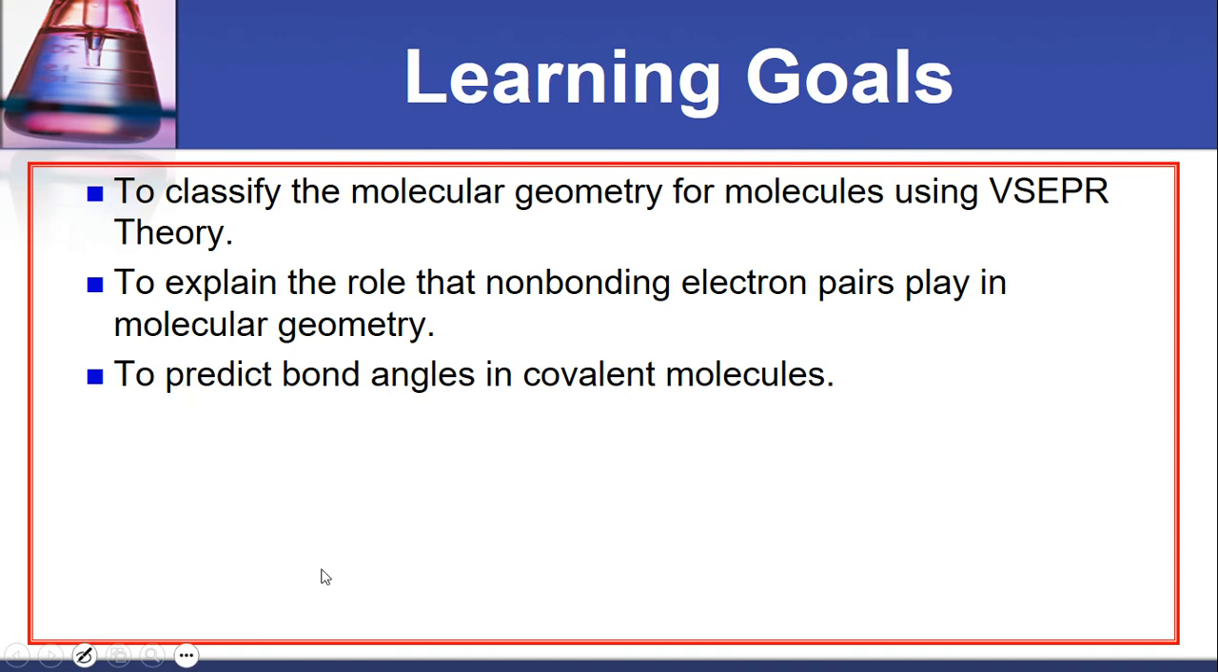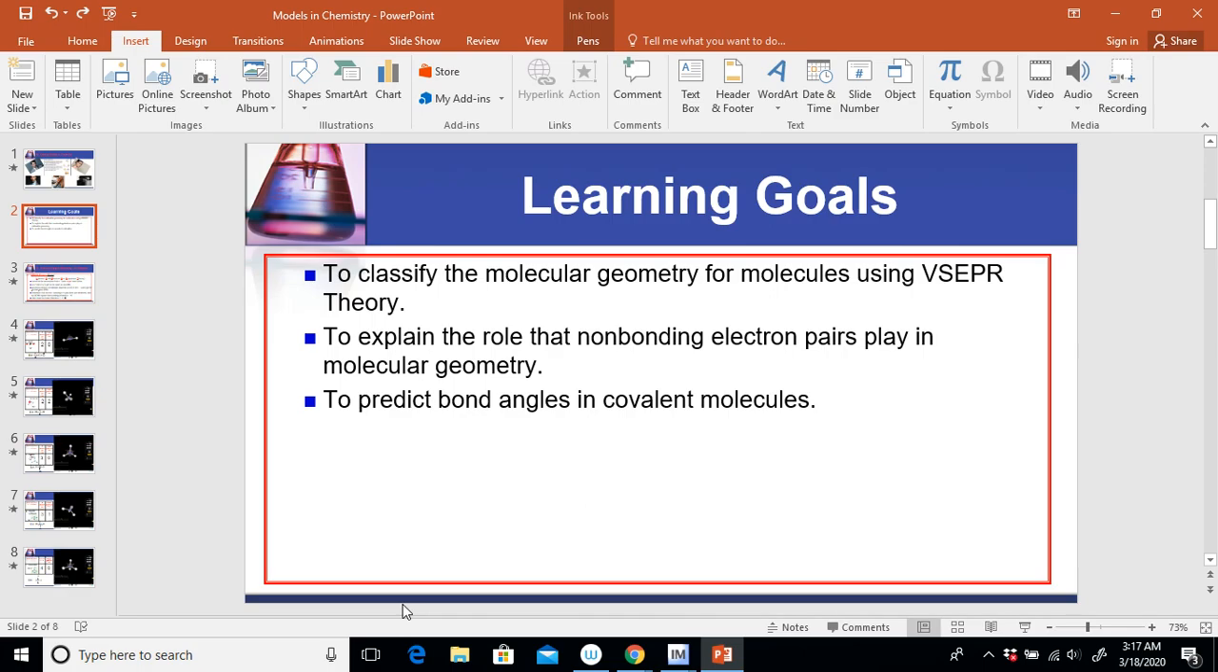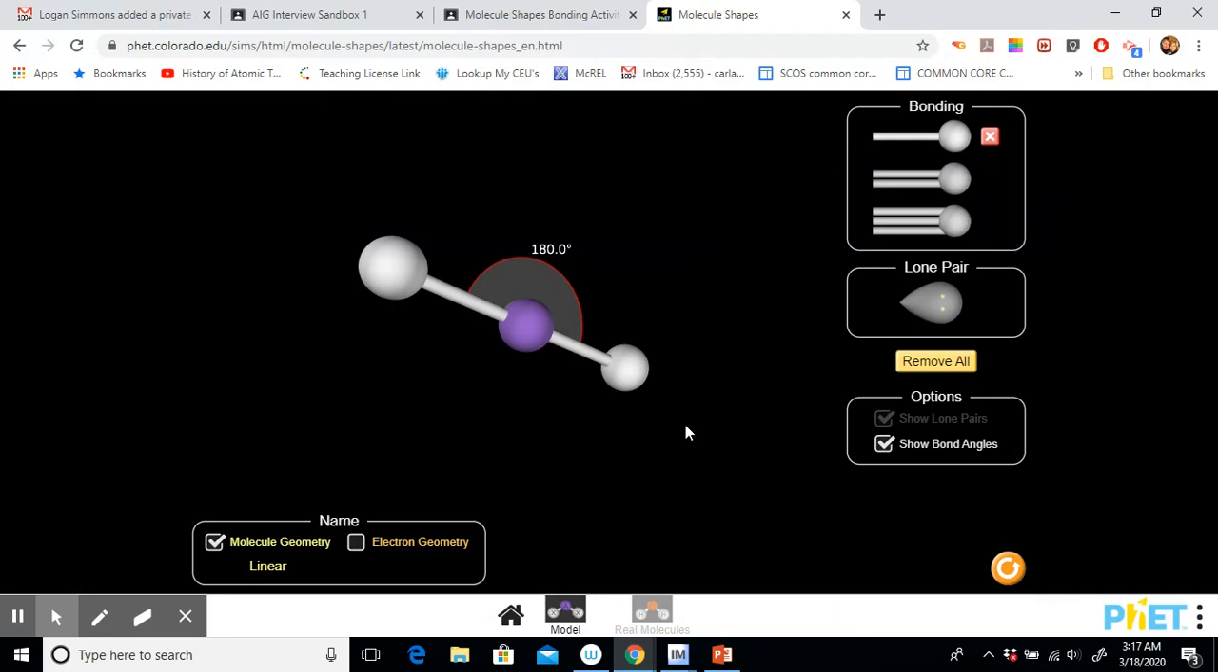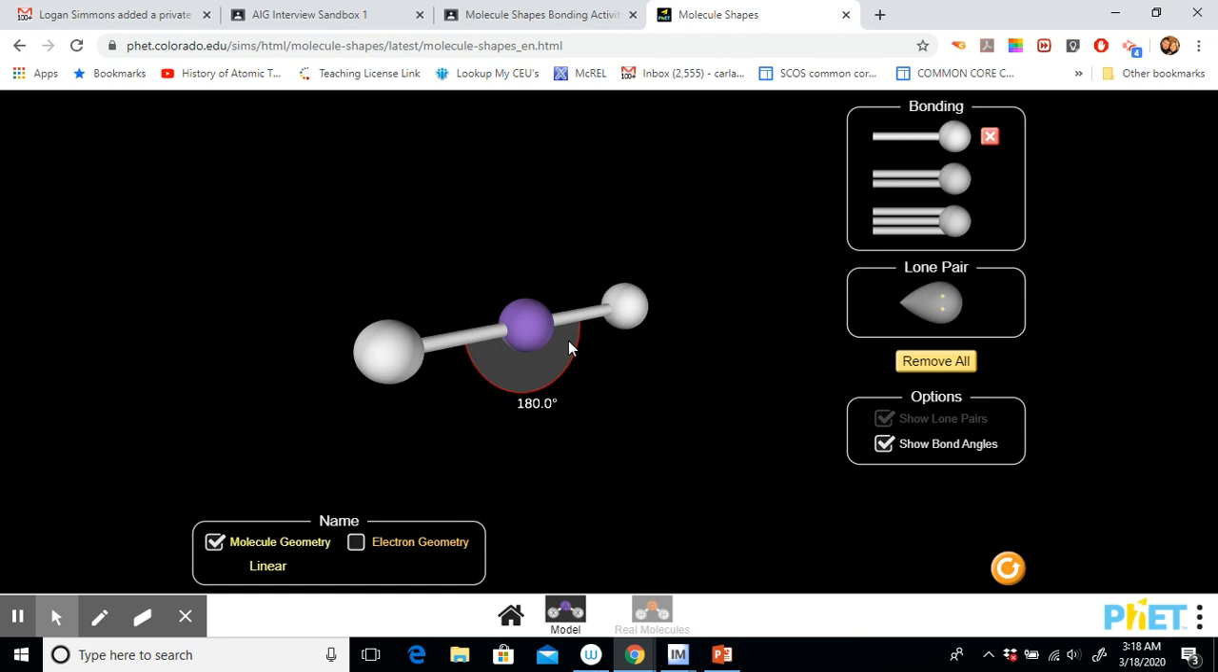Now, before we get into the lesson, I'd like for us to take a few minutes to explore the PhET simulator that you and your table partner will be using a little bit later as you pair up on your Chromebooks and get into Google Classroom.